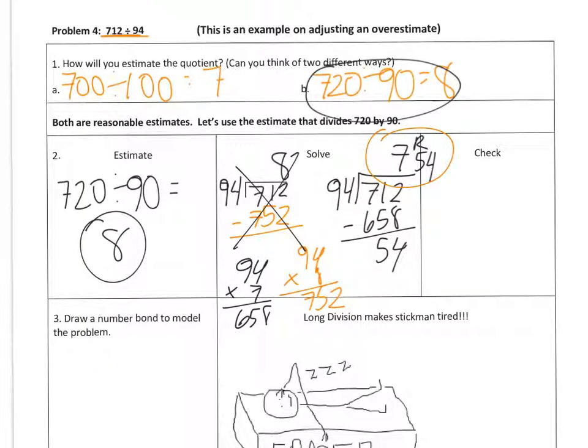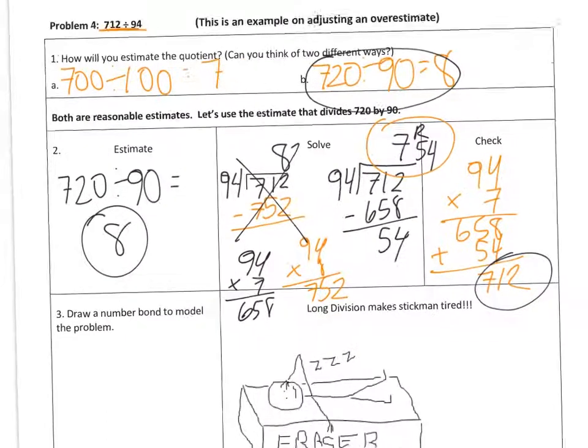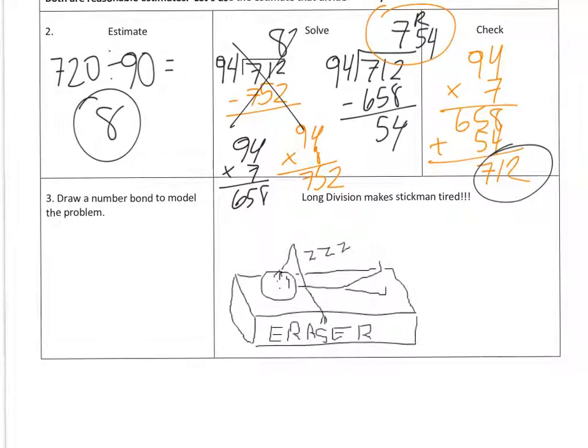Then we're going to go ahead and check. So 94 times 7, 658, adding in our remainder of 54, and that's back to 712. Awesome. And then our last number bond, 712.